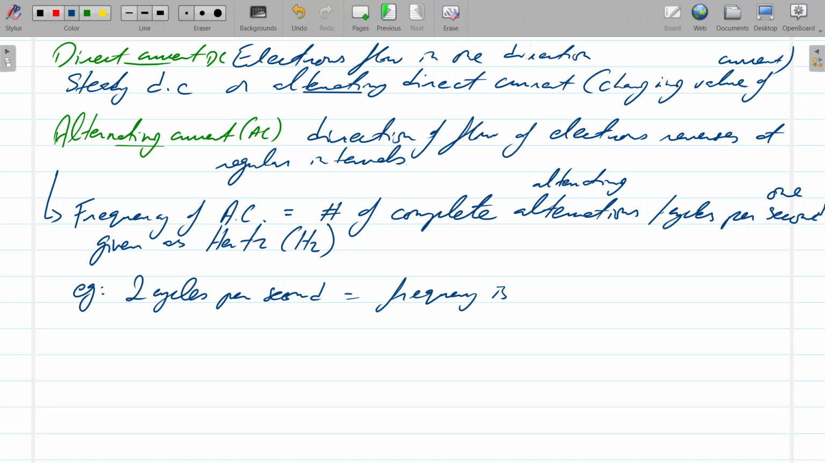It's pretty straightforward. What is the definition of the frequency of alternating current? There is no calculation required. Number of complete alternations, or cycles per second. Right? Number of complete cycles per second. So if you've got 2 cycles per second, then the frequency is 2 hertz. Yeah. Like I said, you don't need to calculate anything over here, it's straightforward.